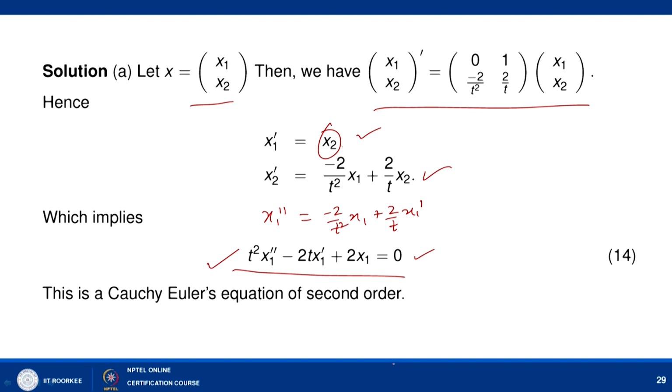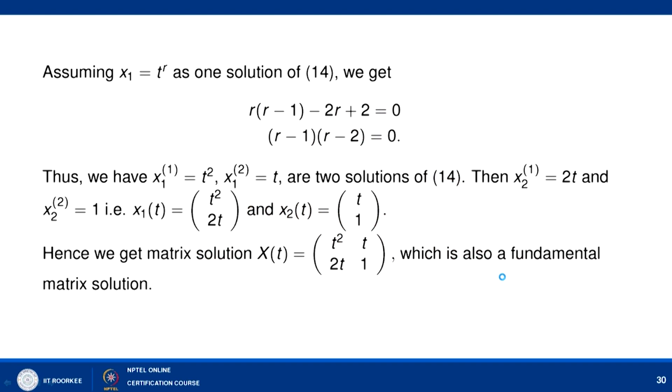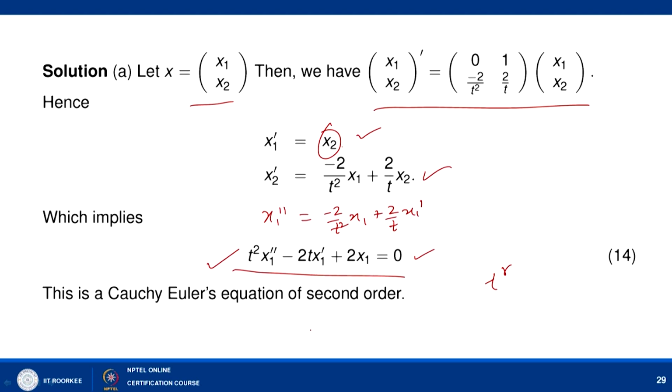In a Cauchy-Euler equation, we assume that t to the power r is a solution, where r you need to find out. So, assume that x₁ equal to t^r is one solution, then we can put it here. So, we will get [r(r-1) - 2r + 2] t^r equal to 0. Now, t^r is non-zero for t in the interval which is not containing 0.